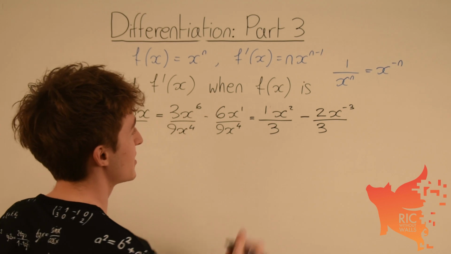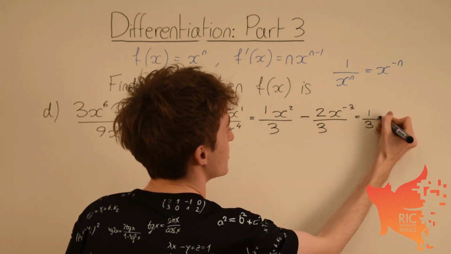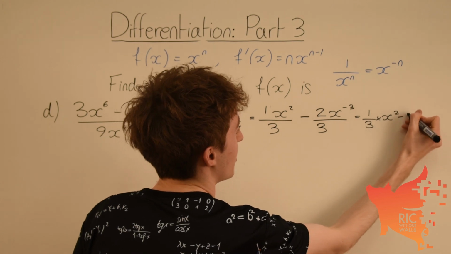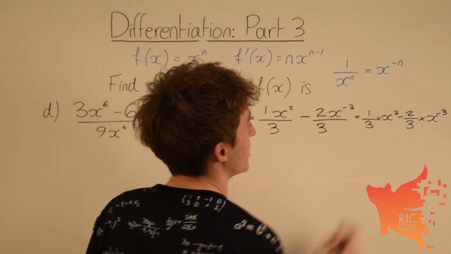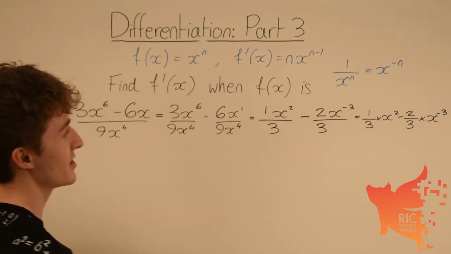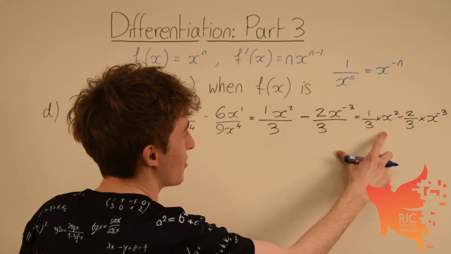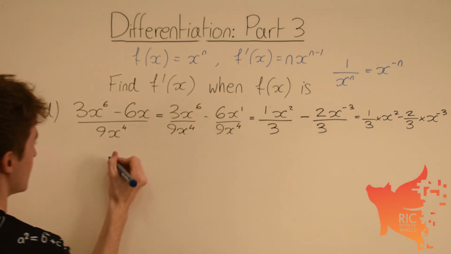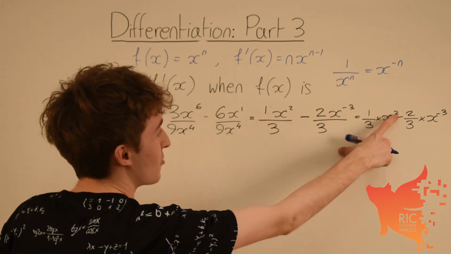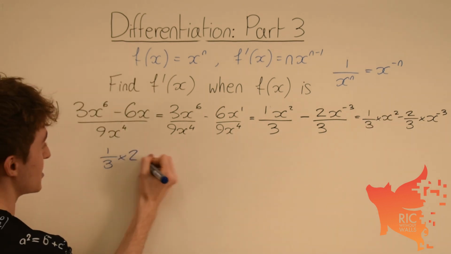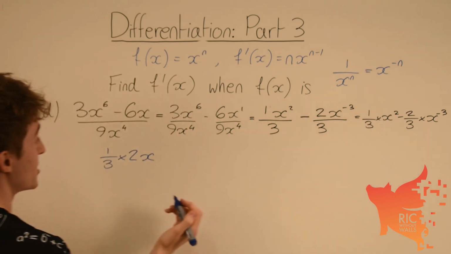Right, the final thing we need to do then is just to rewrite this as 1 third times x squared minus 2 thirds times x to the minus 3. And now we're ready to differentiate. Okay, how do we differentiate this then? Well, we're going to focus on the first term to start with. We're going to copy the third times, so we're going to have a third times. And then to differentiate x squared, we bring the 2 down, so it's going to be 2x to the power of 2 minus 1, which is just 1.